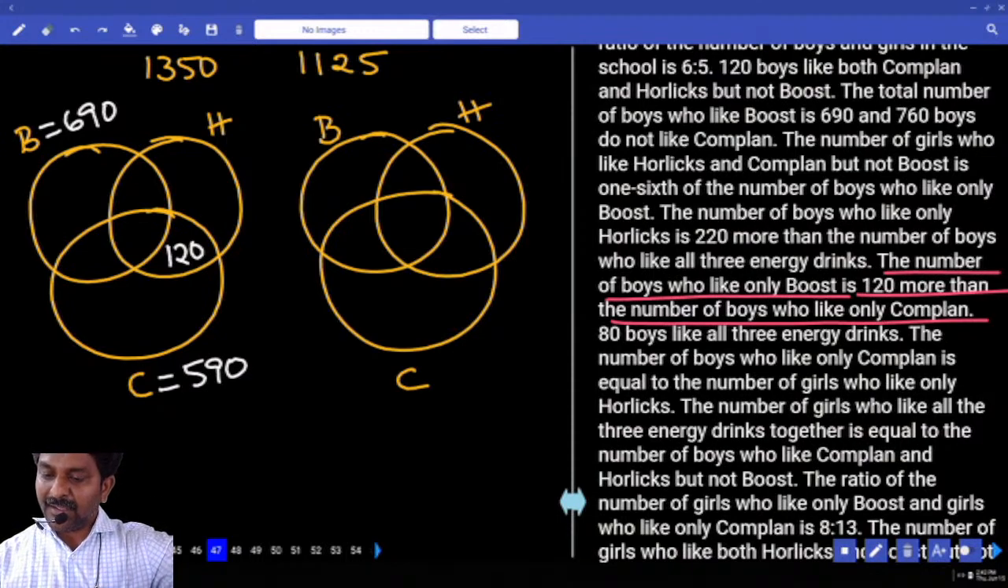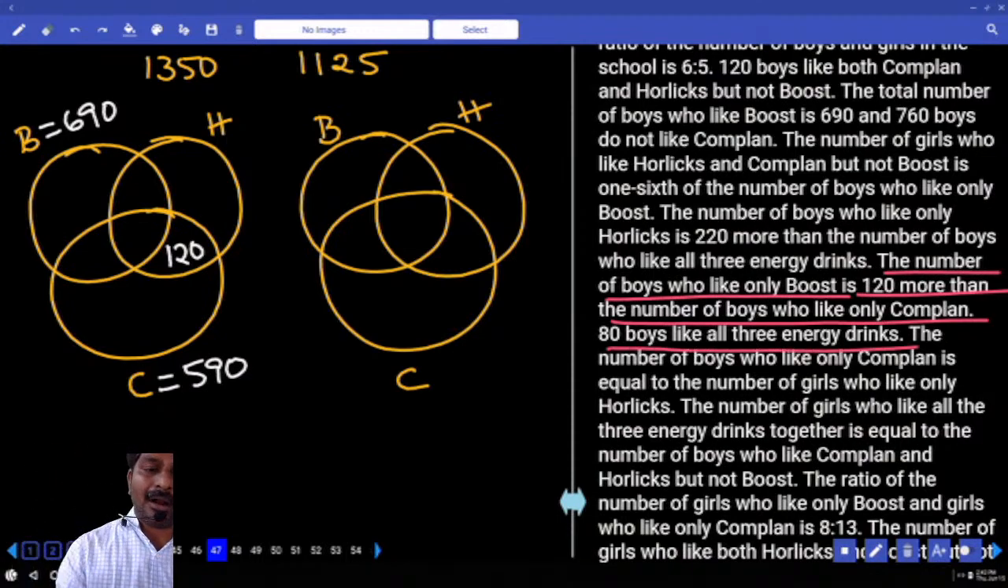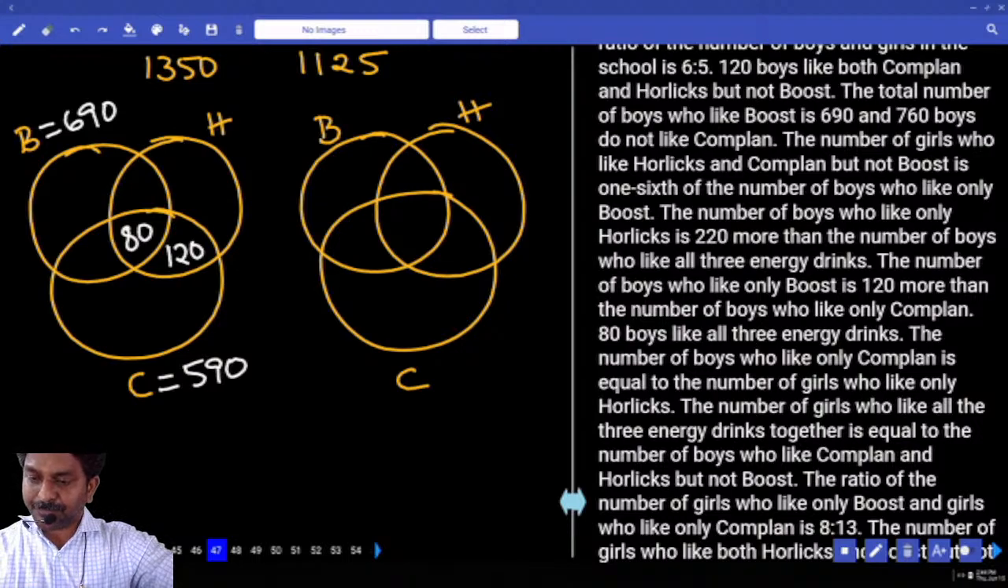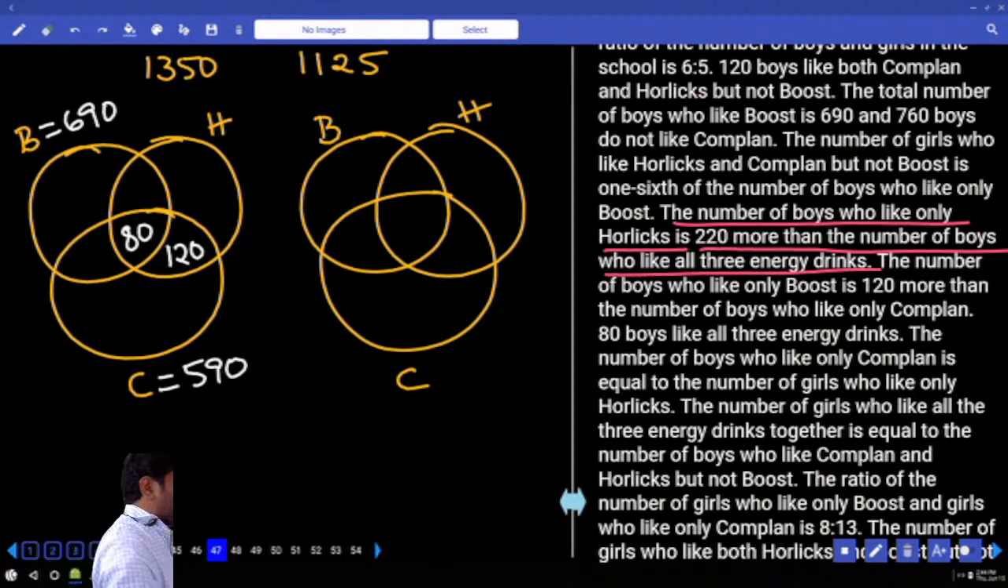Next. 80 boys like all 3 energy drinks. That means 80 comes here. Just before this, there was a statement. Number of boys who like only Horlicks is 220 more than boys who like all 3 energy drinks. All 3 we got it. It is 80 plus 220. Who are they? Horlicks or only Horlicks? Only Horlicks, 300. Right.